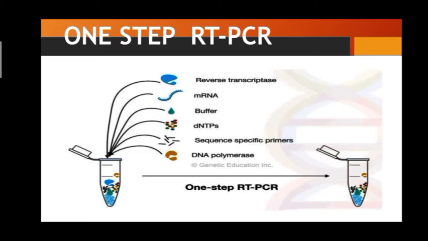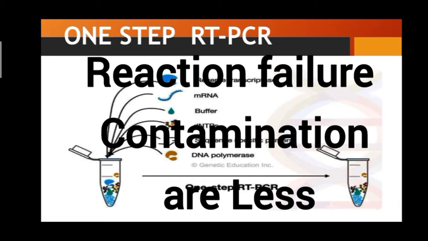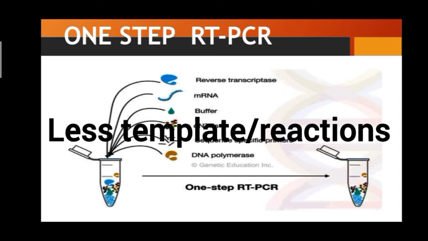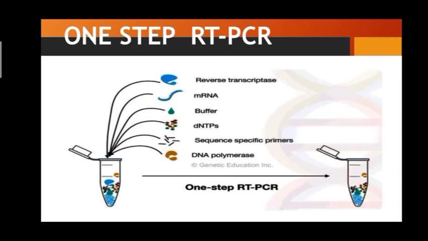In comparison to two-step RT-PCR, the chance of reaction failure and contamination is less because we are performing the reaction in a single tube here. The one-step set has several limitations because we are using various chemicals and reagents in a single reaction. Reaction conditions are sometimes compromised. Thus, it can detect less template per reaction or sample. Still, it is fast and reproducible.